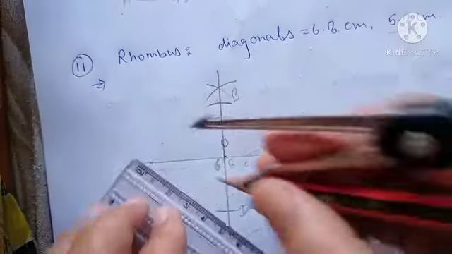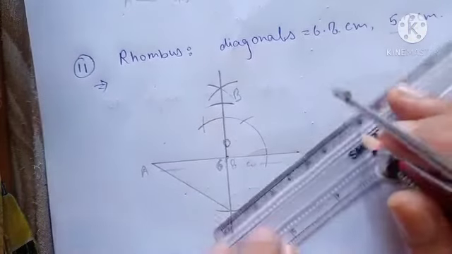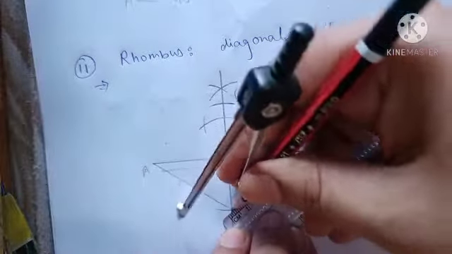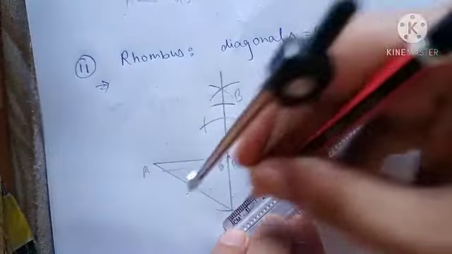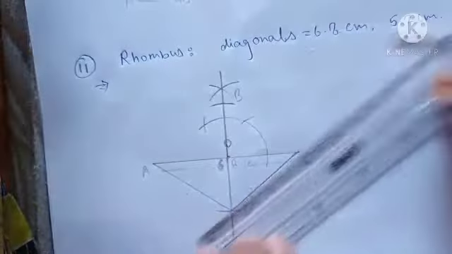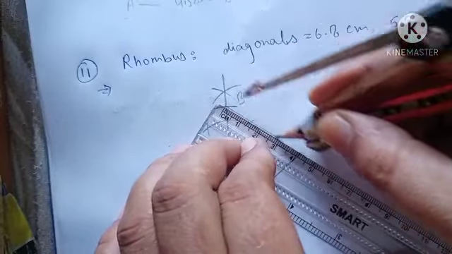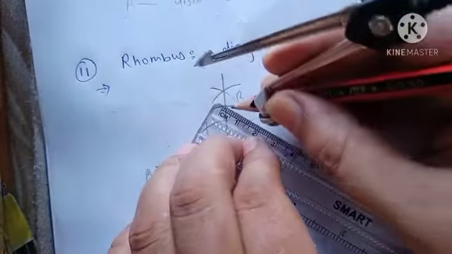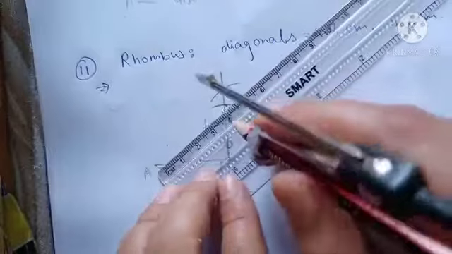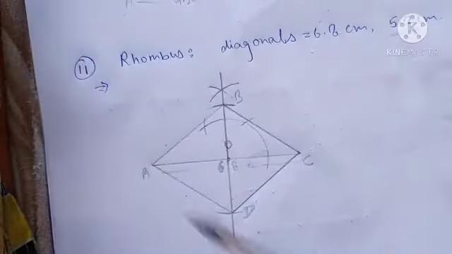Now we will join AD, CD, wait, CD, sorry, it is CD. Okay, now BC and at last AB. So ABCD is a required rhombus.